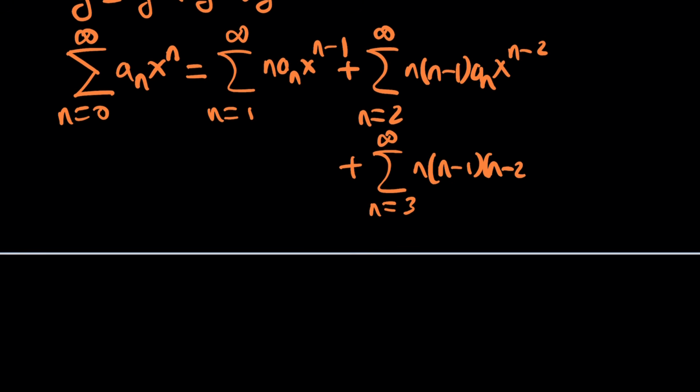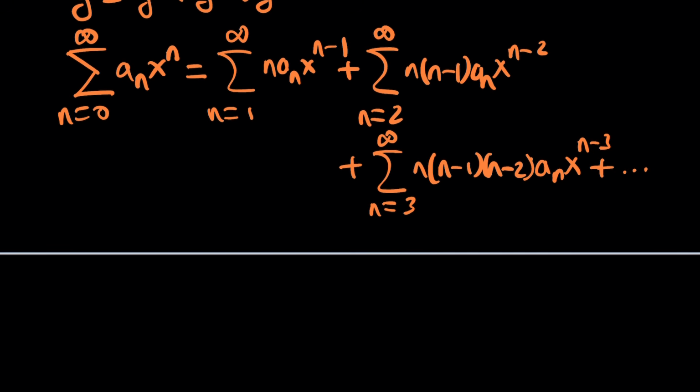But notice that there are 3 consecutive terms here. That way you can tell you're doing n equals 3, so they're all consistent. A sub n, x to the power n minus 3, and then, of course, this will go on forever. Okay? Good so far?